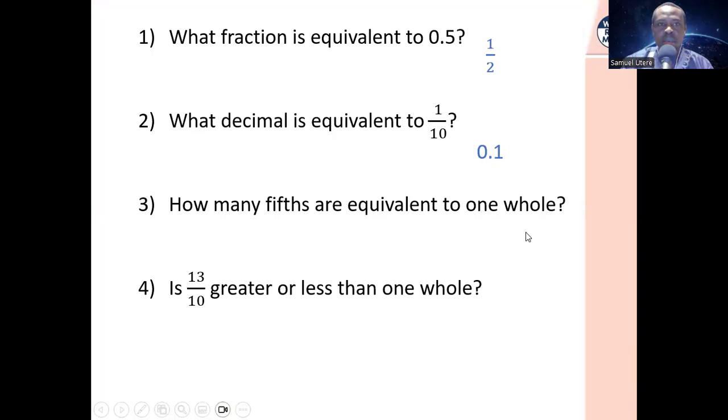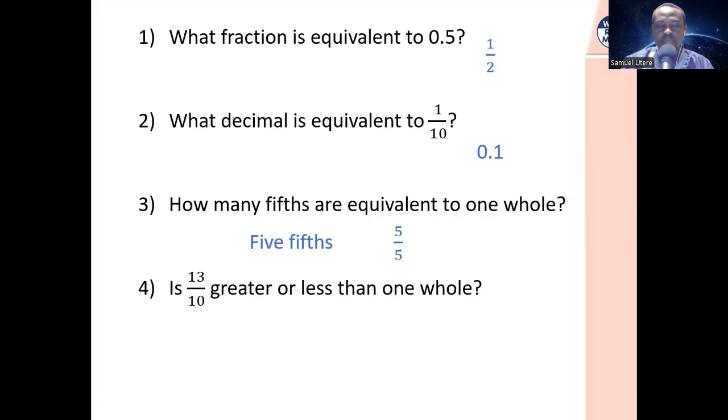For the first one, you were asked what fraction is equivalent to 0.5. The fraction that is equivalent to 0.5 is half. Next, you were asked what decimal is equivalent to 1/10. The decimal that is equivalent to 1/10 is 0.1. Next, you were asked how many fifths are equivalent to 1 whole. There are 5 fifths in a whole, and that can be written as 5 divided by 5, 5 over 5.